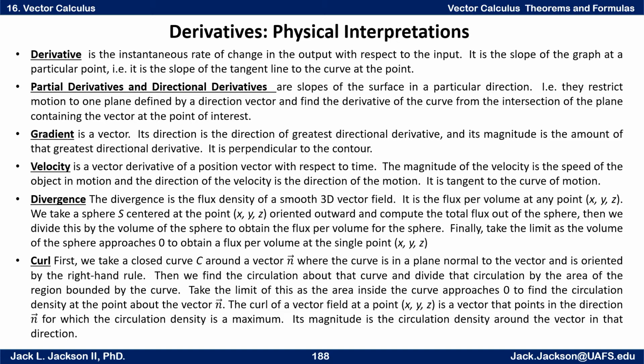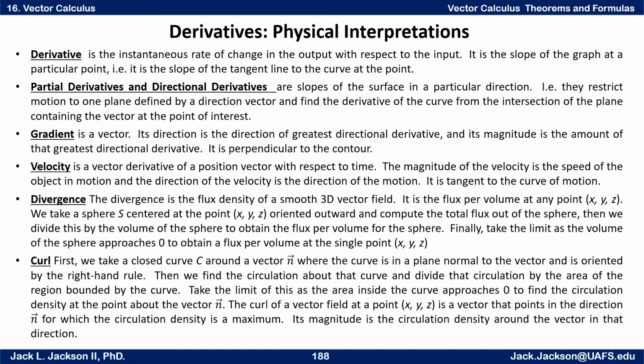A velocity is a vector derivative of a position function with respect to time. The magnitude of the velocity is the speed of the object in motion, and the direction of the velocity is the direction of the motion. And it's always going to be tangent to the curve that traces out the path of the motion of the particle.